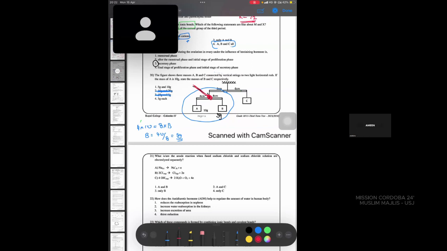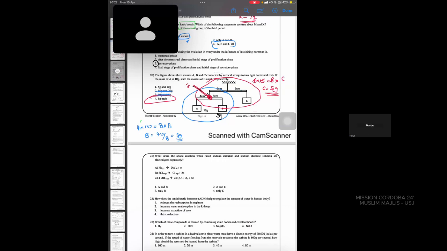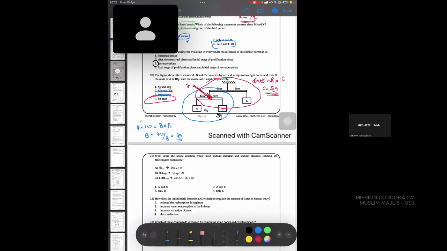15 grams. 15, very good. So now if I add the moment to this system, 2 into 15 is equal to 6 into C. So C will be equal to 5 grams. So B is also 5, C is also 5, so 5 grams each. Is this question clear? Did you all understand? How did you get B as 5? No, sir, I didn't understand. Now did you all understand how I got B? No.